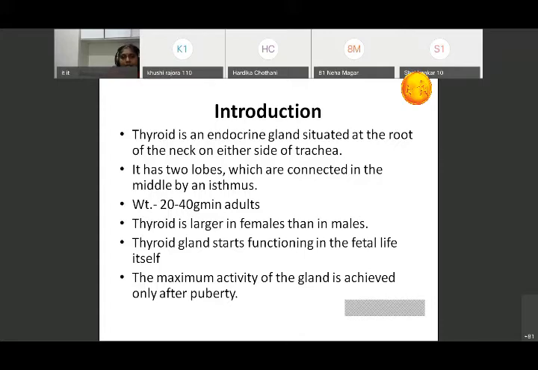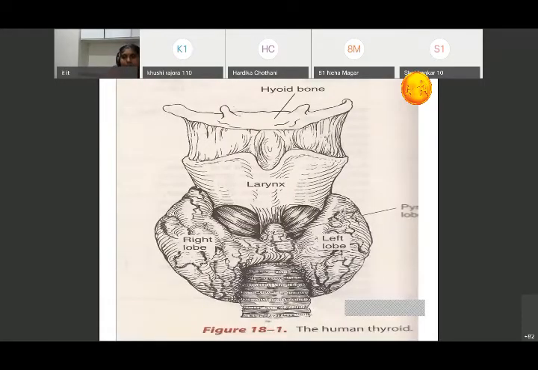Thyroid glands start functioning in the fetal life itself. The maximum activity of the thyroid gland is achieved only after puberty. See, this is a thyroid gland. Below it you can see the trachea, and these two lobes are connected by the isthmus. That is the thyroid gland.